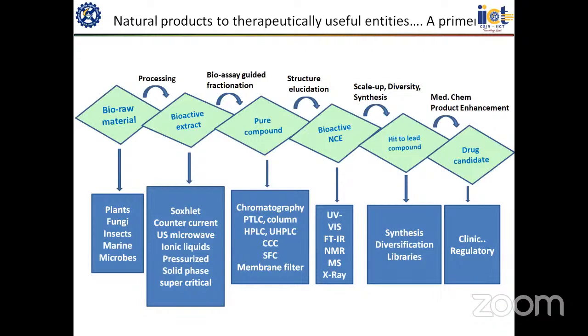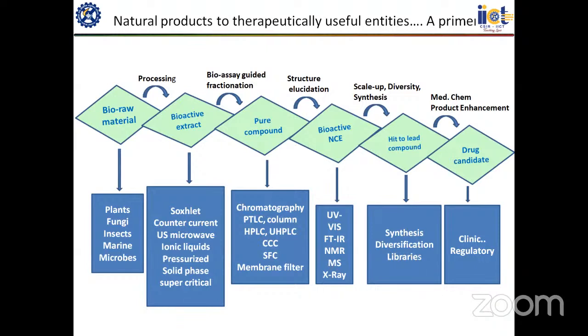To get the pure compound, of course, plenty of chromatography techniques are available based on the compound nature and polarity. All the chromatography techniques will be adapted, starting from gradient chromatography, preparative chromatography, UPLC, HPLC, countercurrent chromatography, supercritical fluid carbon dioxide chromatography, and membrane filtration. There are plenty based on the compound nature, and all these techniques will be adopted. And after getting the pure compound, for structural elucidation there are many spectroscopic techniques available, and every spectroscopic technique has its own advantage in the characterization of the compound, starting from UV visible, FTIR, NMR, mass, and finally X-ray.